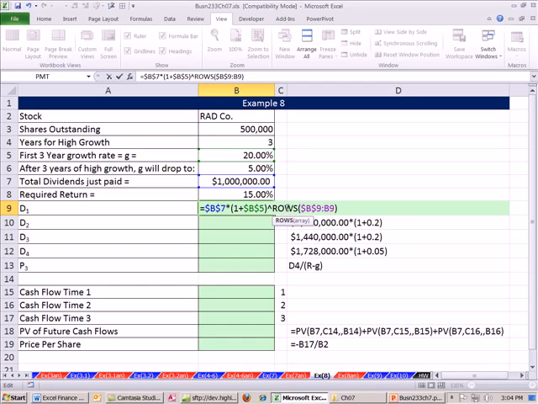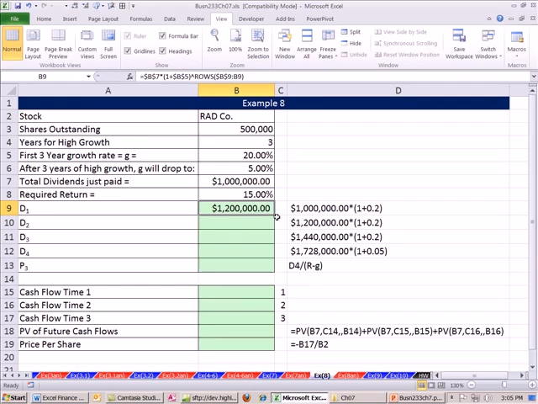Well, let's go back to the purpose of ROWS. It says, how many rows are there from 9 to 9? Well, the answer is 1. But because this is locked and this is not, when we copy this down, this will remain 9. This will move to 10 and 11. So this is a clever way of getting the number 1. And then when we copy it down, it will show 2. When we copy it down again, it will show 3.